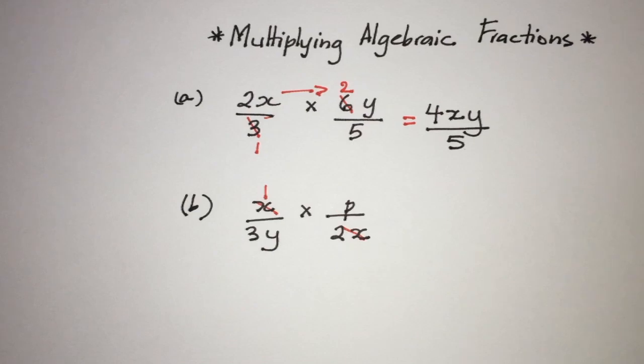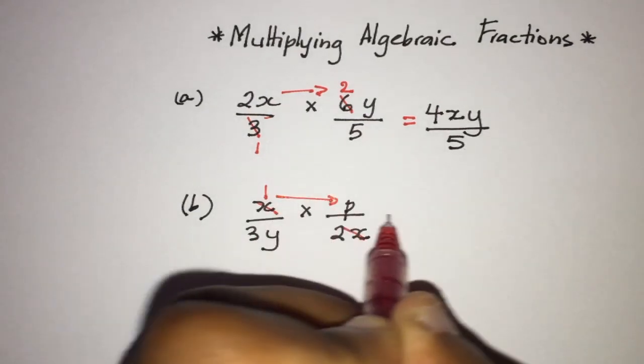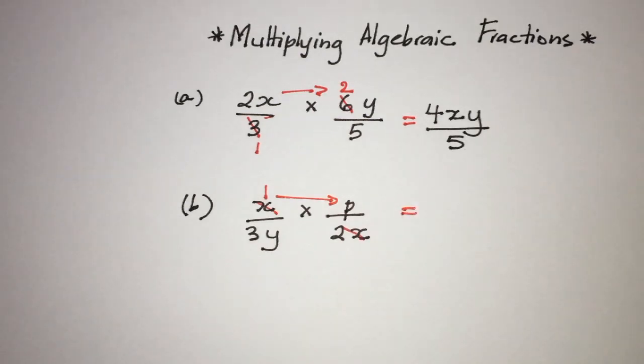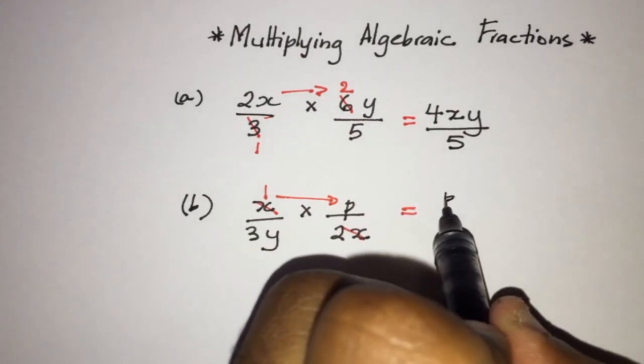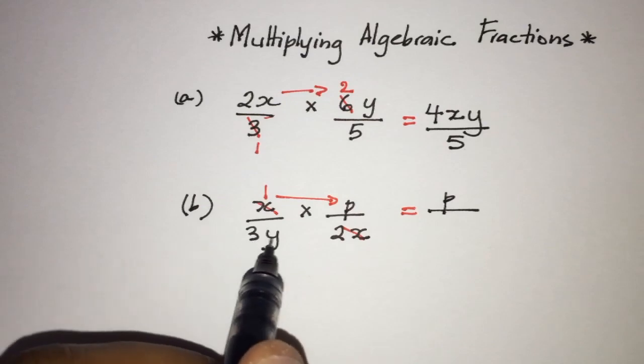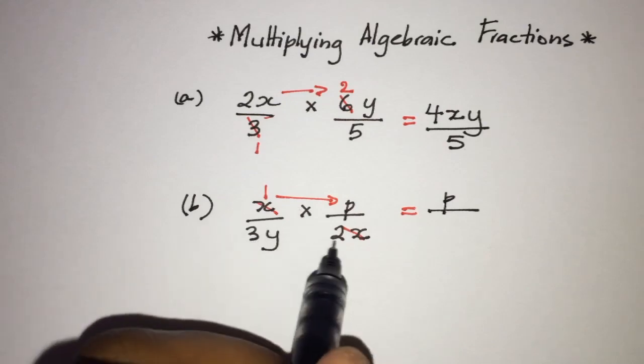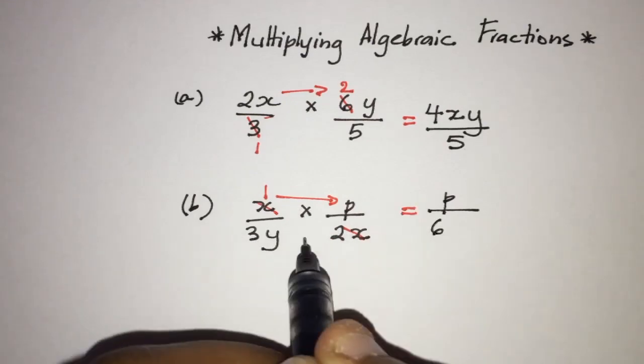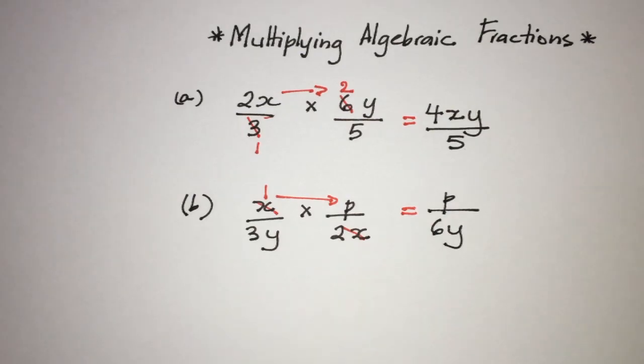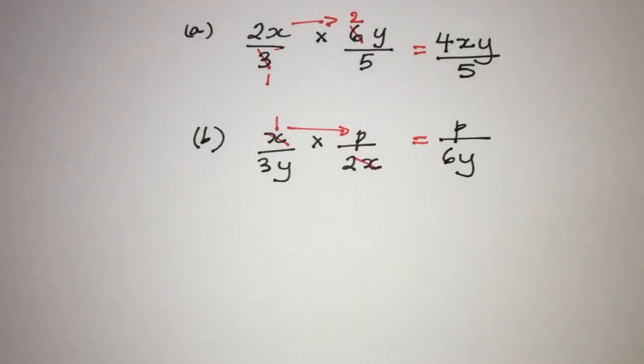Seeing that there's nothing else that is common, I can just simply multiply across. 1 times p, that will give us just p. And we have 3y times 2. 3 times 2, that's 6. And remember, we had that y. Simple so far? Let's try another example.